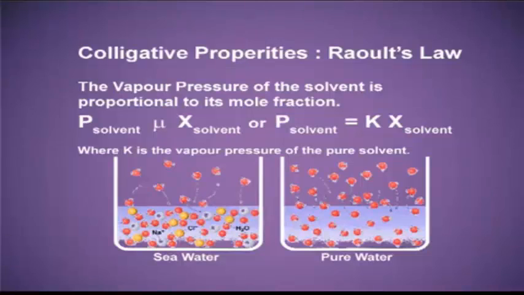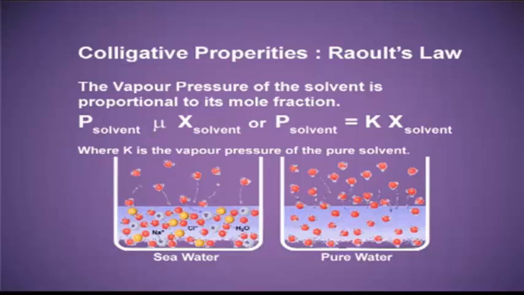Just see this picture. In picture A, you can see that it is sea water, and sea water has many salts. The red balls are water molecules, and the yellow and white balls are some salts. Due to these salts, the water molecules are in lesser number on the surface and they are getting little chance to escape. So, in the vapor state, the number of water molecules is less.